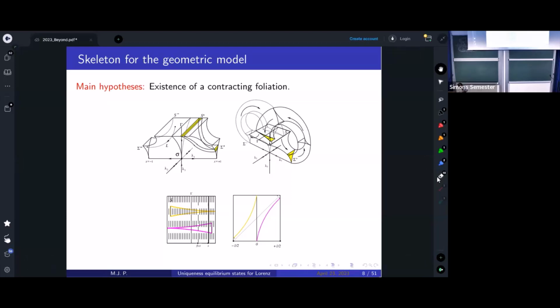What is the advantage of this? The advantage is that you start to study a flow in a three-dimensional manifold, and then with the cross section, you have a two-dimensional system, and projecting to the interval, you have a one-dimensional map. You prove all that you want for the one-dimensional map, and then it's possible to return to the real flow in three dimensions, just pushing back through this foliation. Okay.